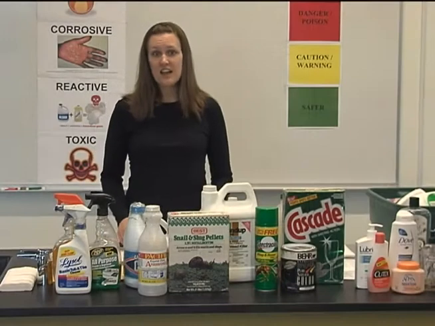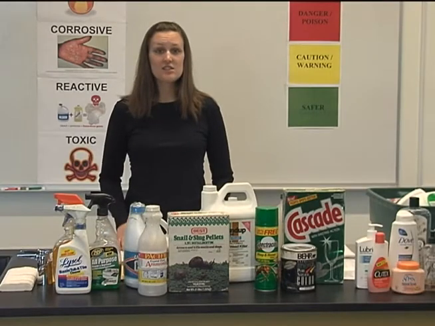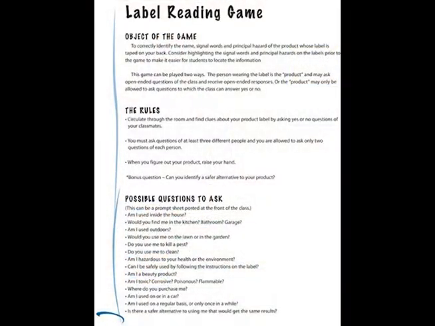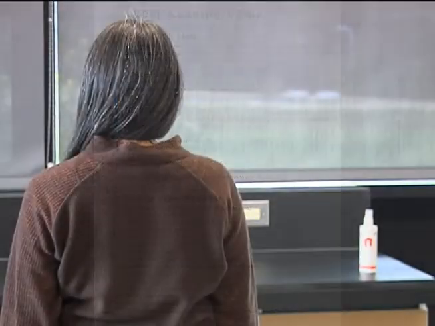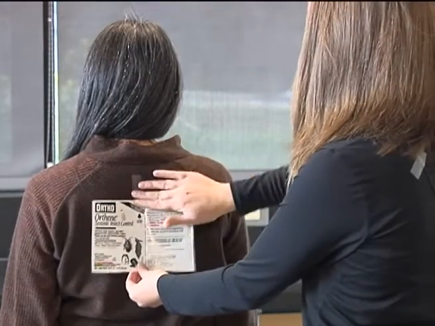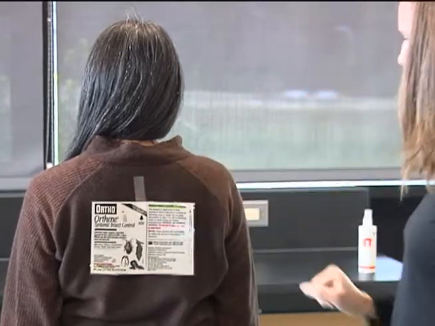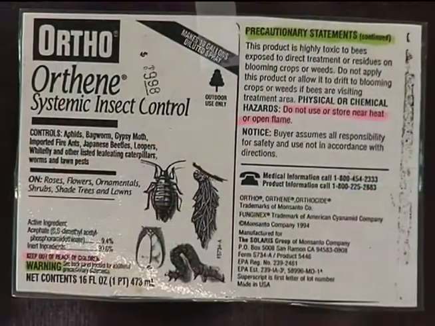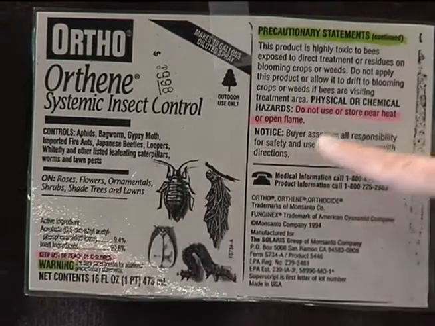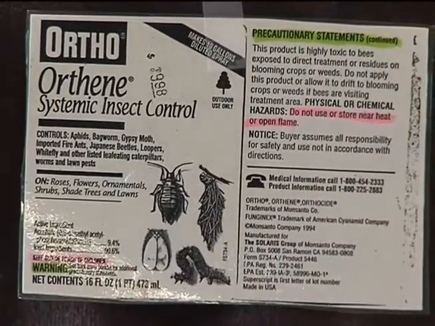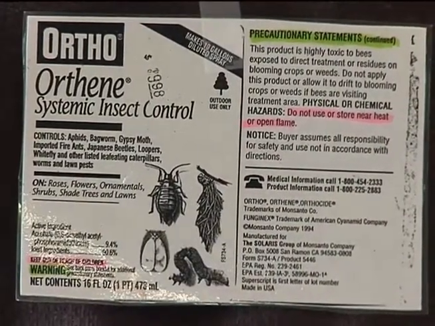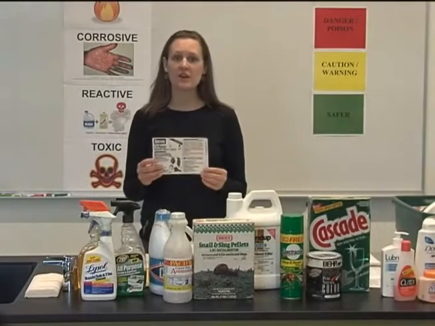A fun extension activity to enliven a class and test student knowledge is the label reading game on page 36 in the guide. Students will become a product by having a label taped to their back. They are not allowed to see the label beforehand. The object of the game is for students to correctly identify the name, signal word or words, and principal hazard of the product whose label they are wearing.